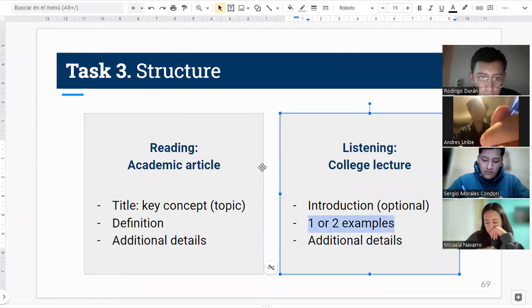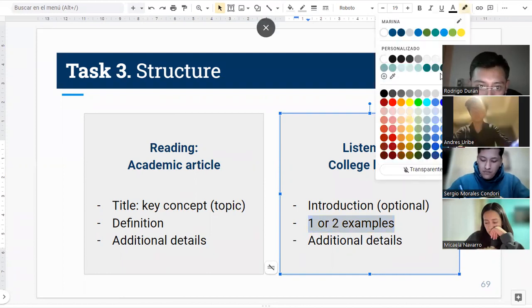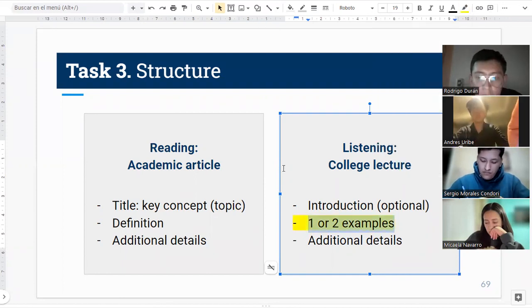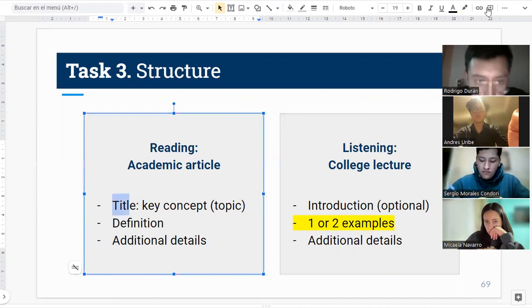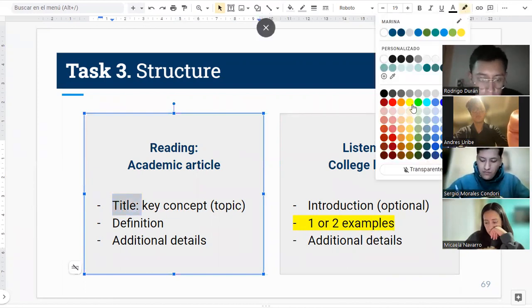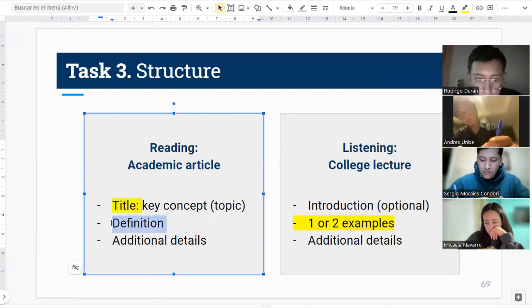Of course, you're going to have an introduction sometimes. You're going to have some additional details too. But the most important part for you to hear and pay attention to when you're listening to the lecture are the examples. Okay, that's where your mind should be. And in the reading, we said the title, and its definition, right? So is that okay, guys? Do you have any questions about what you will have in the listening? No?